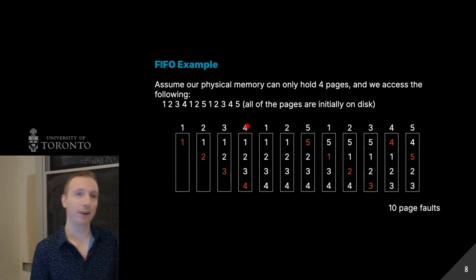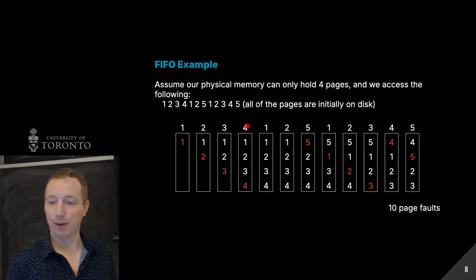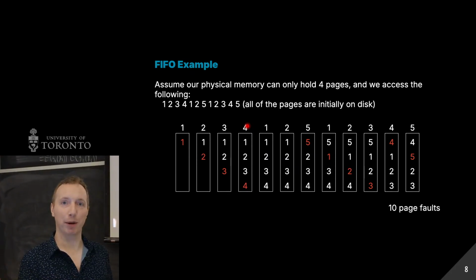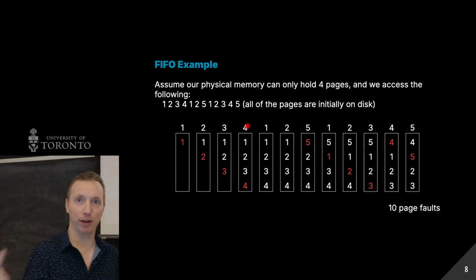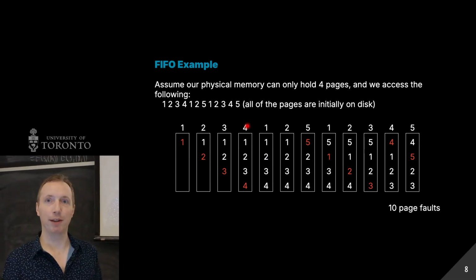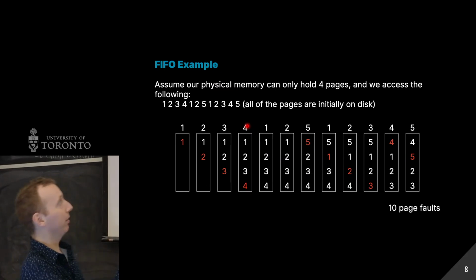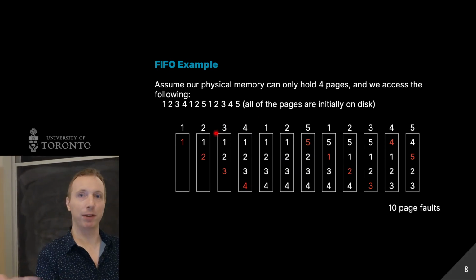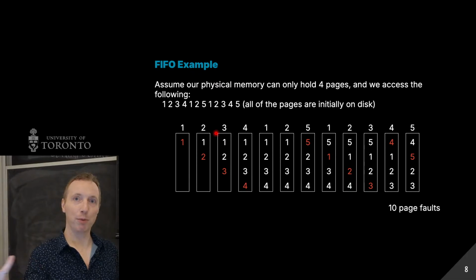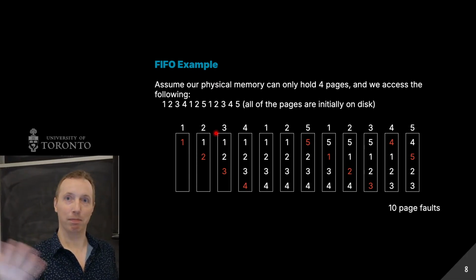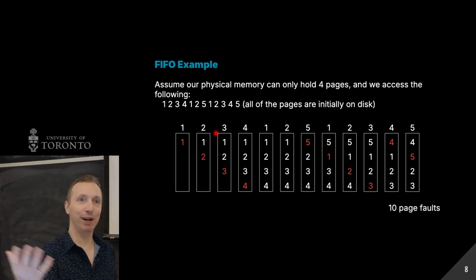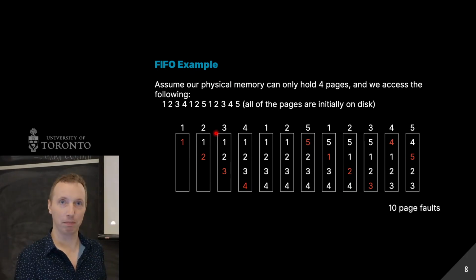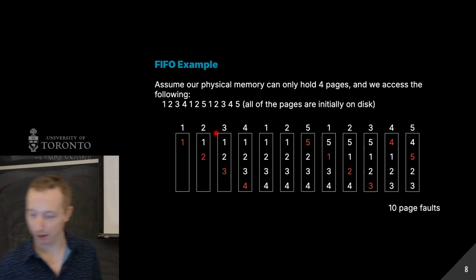Yeah, 10 page faults. So let's have a little thought experiment. If I have more memory, right? So let's say I could fit 5 pages in memory. Then I should have less page faults, right? I have more space. So like in this example, if I could fit 5 pages in memory, I would only have 5 page faults because I can fit everything in memory. So more memory, less page faults. Everyone okay? The opposite should be true, right? If I have less memory, I should have more page faults. Makes sense, right?